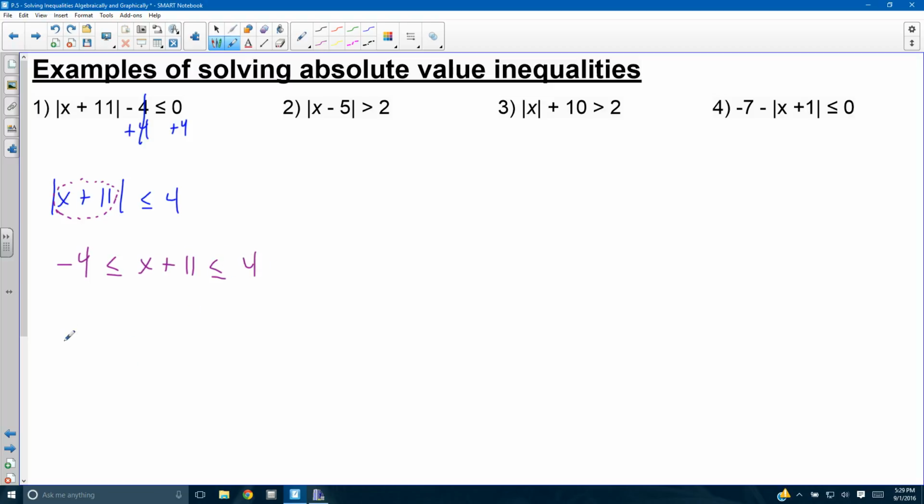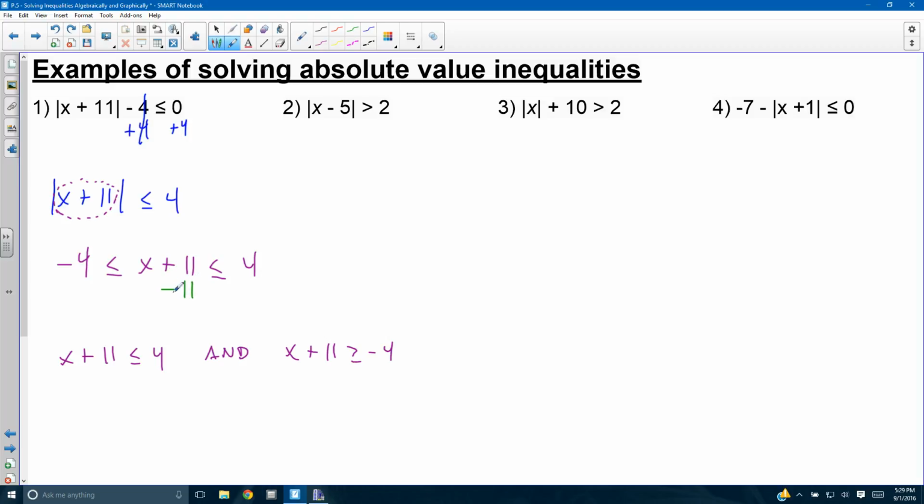If you want to write it as two different statements, as we're probably used to, you'd say x plus 11 is less than or equal to 4, and x plus 11 is greater than or equal to negative 4. Both of these things have to be satisfied here, so we're going to see what x needs to be between.